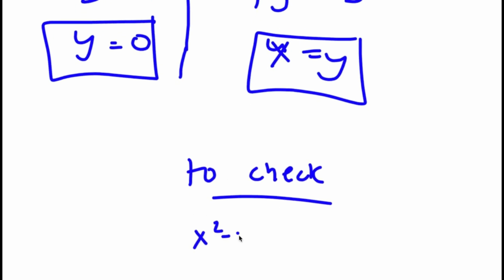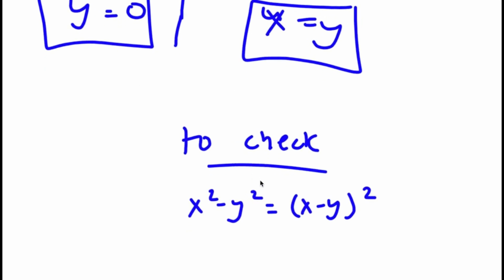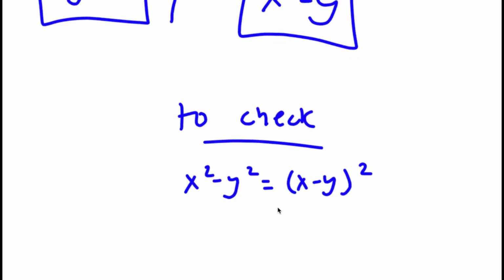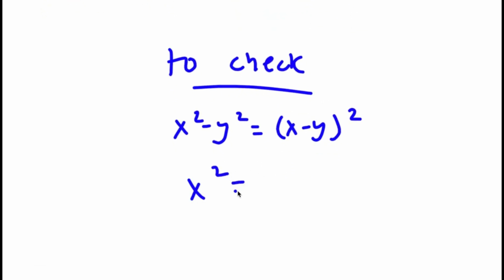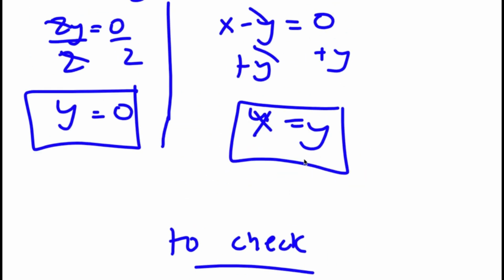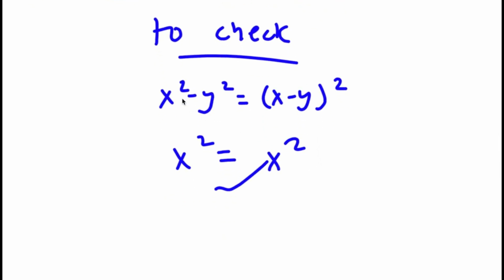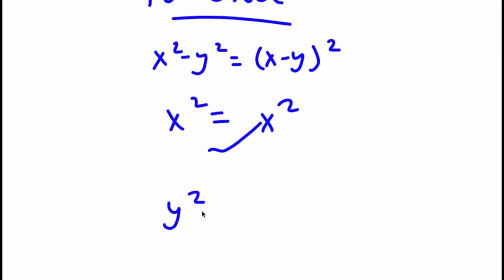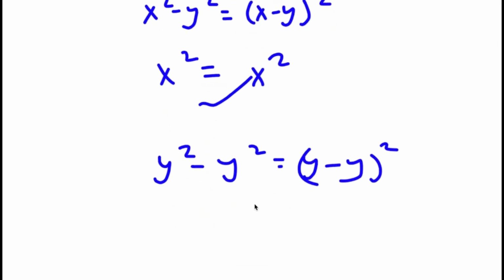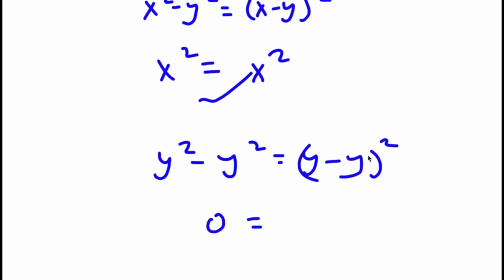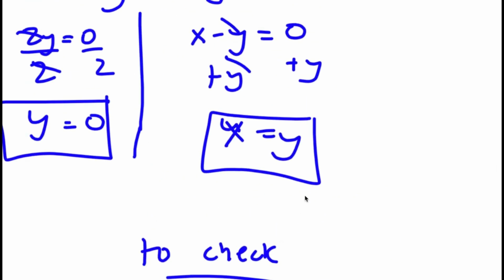So now to check, I have x squared minus y squared is equal to (x minus y) squared. If y equals 0, then I have x squared is equal to x squared. So this is right. Now, let's try if x equals y. So if x equals y, then I can simply replace x with y. So now I have y squared minus y squared is equal to (y minus y) squared. Y squared minus y squared is 0. Y minus y is 0. 0 squared is 0. So I have 0 equals 0, so this is right as well. So both solutions are right.